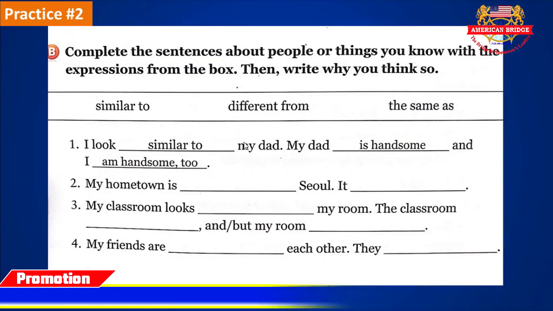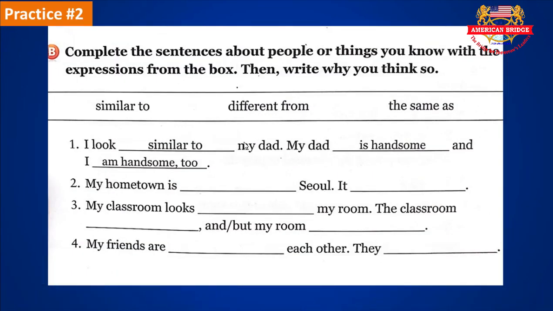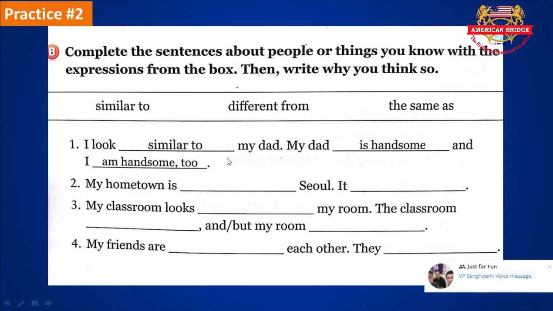Okay. The practice number 281, complete the sentence about people or things you know with the expression from the box. Then write why you think so. So the teacher provides you the answer, and you also can do it by yourself, everyone. So we have similar to, different from, and the same as, right?